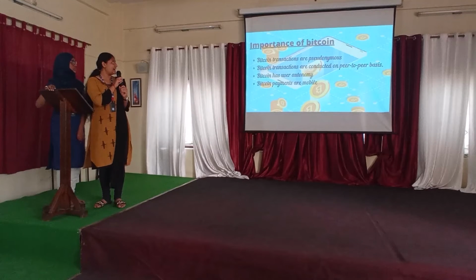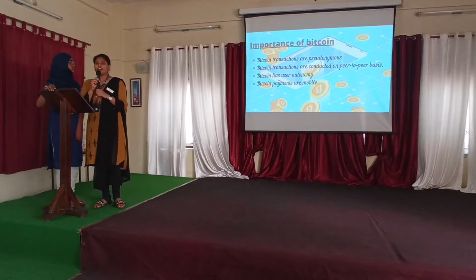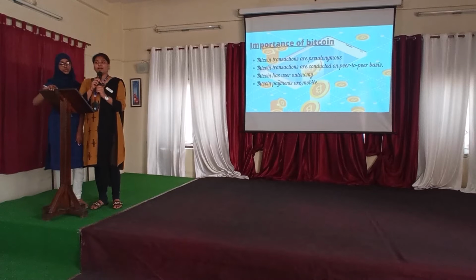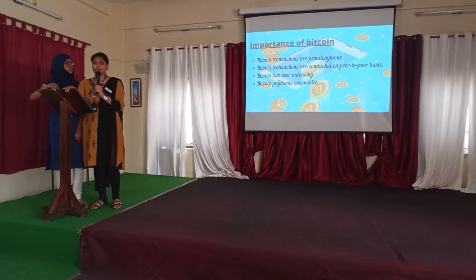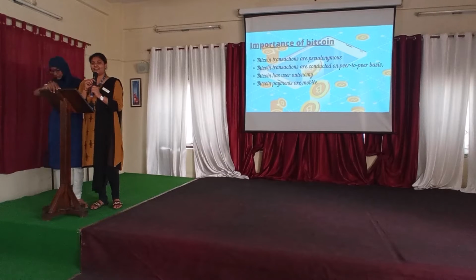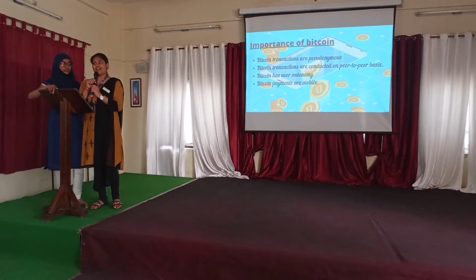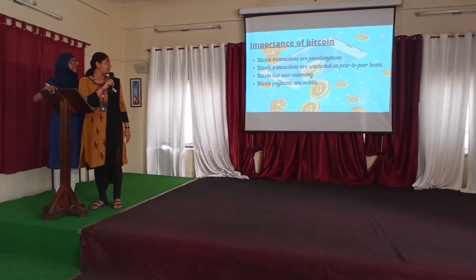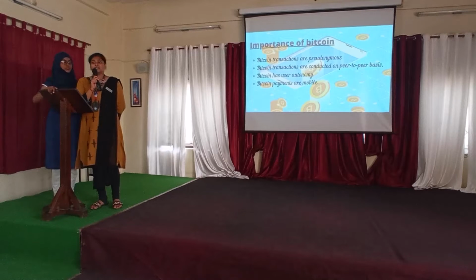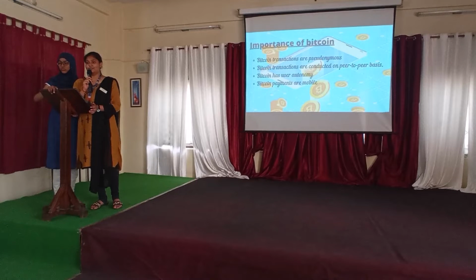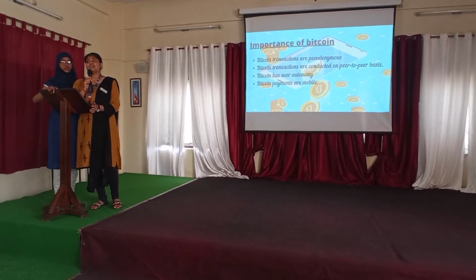Next, Bitcoin has user autonomy. Autonomy is authority. Only the owner has authority over the Bitcoin. No government or administration can have authority. The owner can use it whenever and wherever he wishes. Bitcoin payments are mobile. Like we use GPay and PhonePe for mobile transactions, in some countries we can even use bitcoins for making transactions.